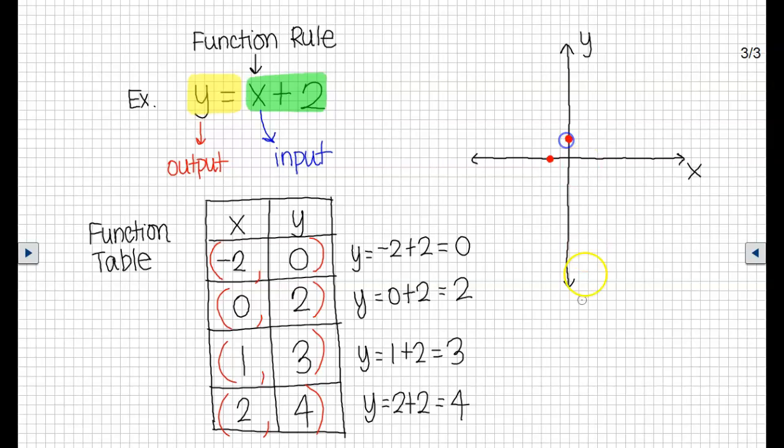So there's 0, 2. For 1, 3, we'll go positive 1 on x, which is right 1, and then positive 3 on y, which is up 3. So there's 1, 3. And then we'll finish off with 2, 4. So positive 2 on x, that's right 2, and positive 4 on y is up 4. Now, when you look at those points after I graph them, what I want you to notice is there's a pattern to this. These points are making a nice, neat, straight line. So what I could do now is actually take my pencil and connect those dots.